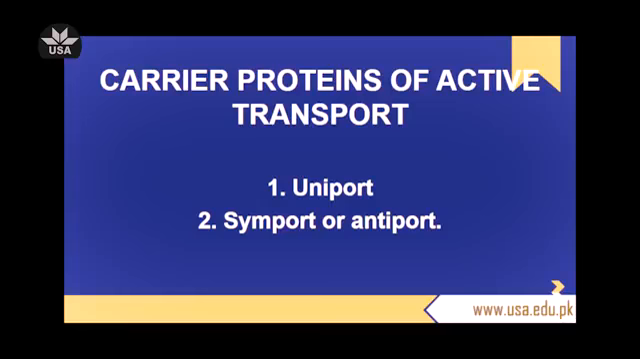Now, carrier proteins of active transport are involved in two ways. The first is the uniport system and the second is the symport, which is also called the antiport system. What is the uniport system? Uniport is defined as a carrier protein that carries only one substance in a single direction. It is also known as the uniport pump.